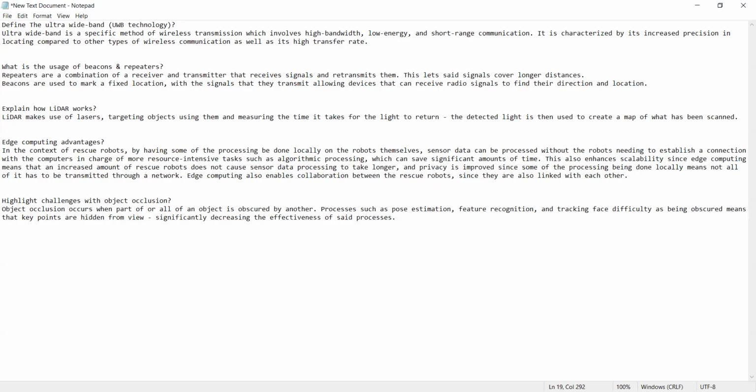Poor depth estimation. This is for objects. So if part of the object is hidden, you are not able to actually detect the size of the object or how it looks like in 3D.